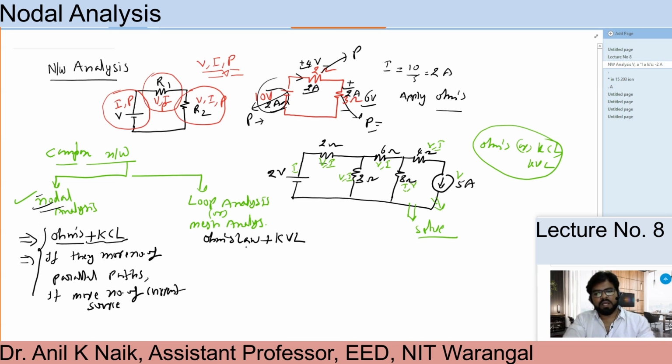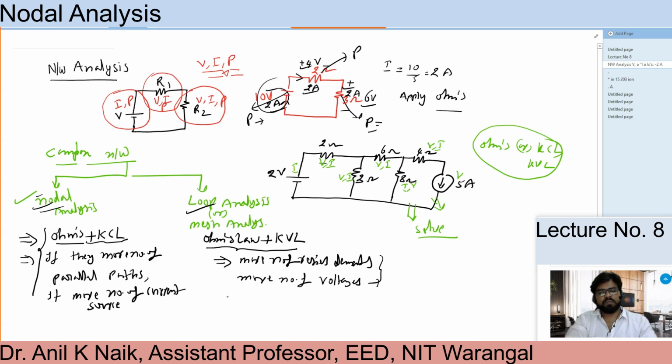Now coming to loop analysis. This is the combination of Ohm's law and KVL. We do loop analysis if you have more series elements and if more voltage sources are available. Then we use this loop analysis, or mesh analysis, to solve any kind of network.